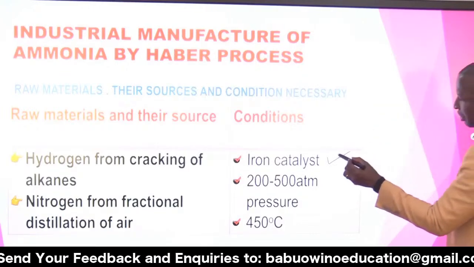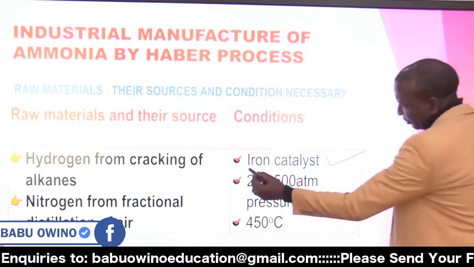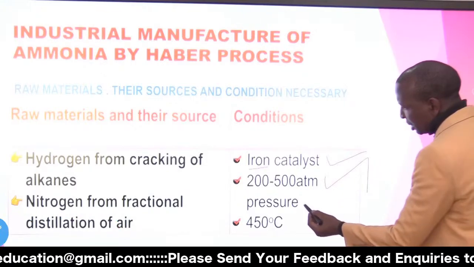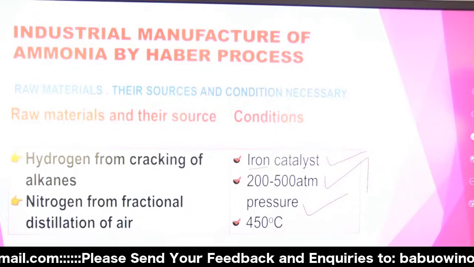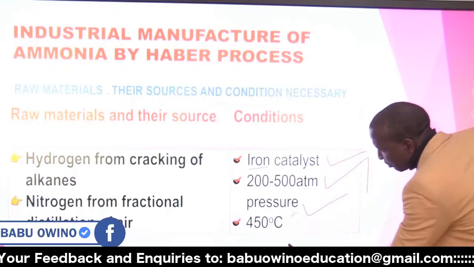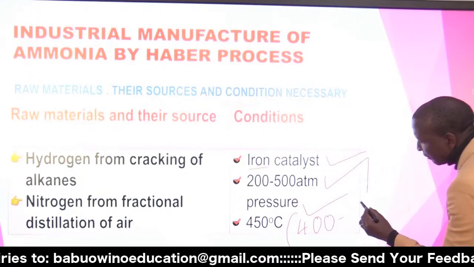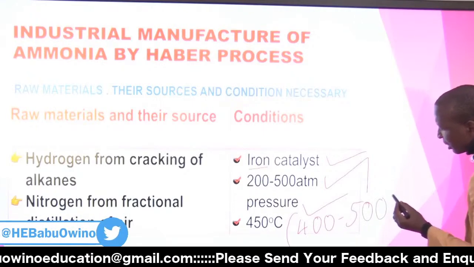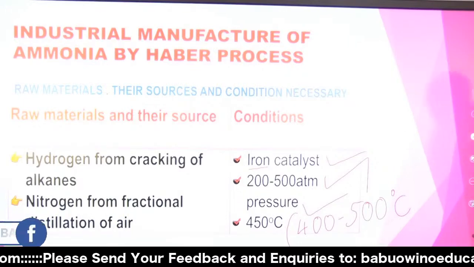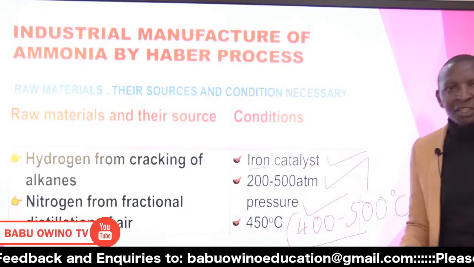We require iron catalyst. We also require a pressure of between 200 to 500 atmosphere pressure and a temperature of 450. Usually, the temperature here is between 400 to 500 degrees Celsius. But in a normal examination setup, you are supposed to write a specific temperature. You can talk about 400 degrees Celsius, 450, 500.